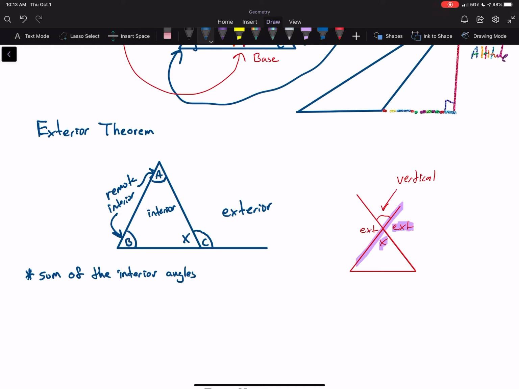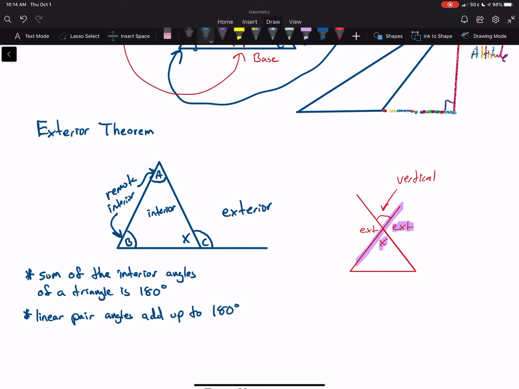angles of a triangle is 180 degrees. Also of note, linear pair angles add up to 180 degrees. All right, so this is really important to note.